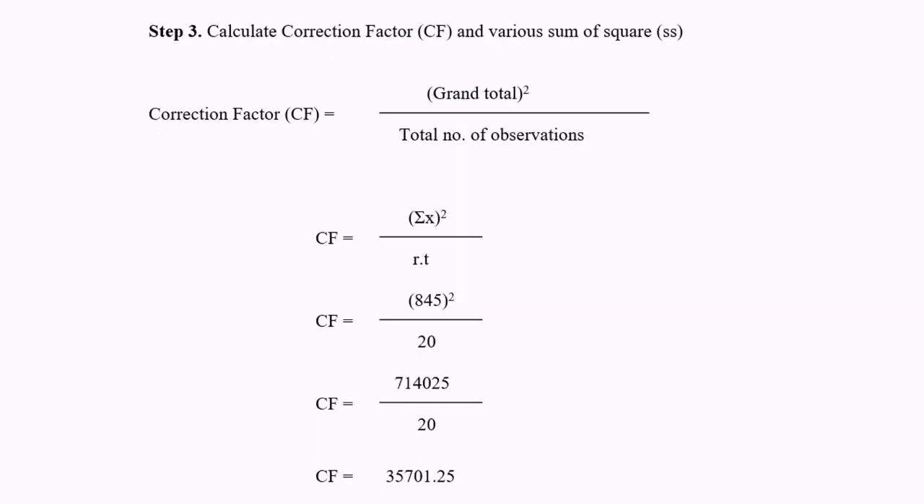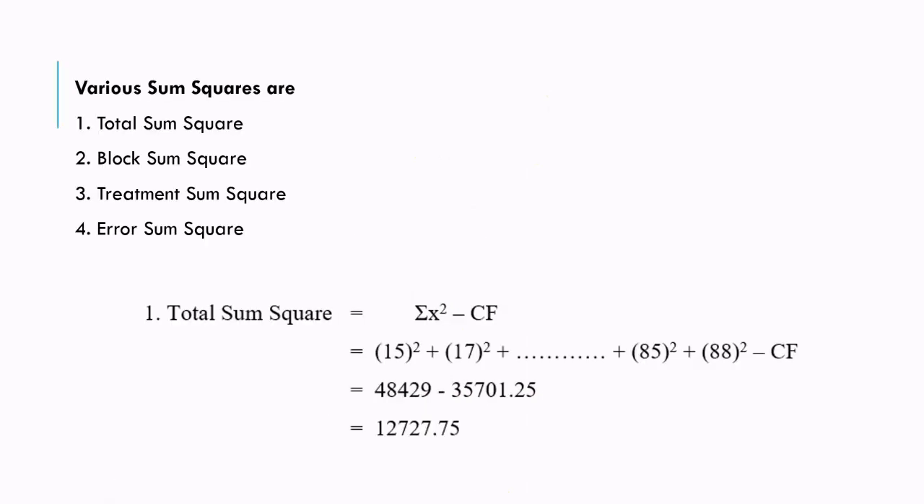Then the third step. The third step is very long, and in the third step, first we have to calculate the correction factor. The formula for correction factor is written here: grand total square divided by the total number of observations. So your grand total is 845, square it using your calculator, and then divide by the total number of observations. So this is your correction factor. This correction factor is later used for calculation of the sum of squares.